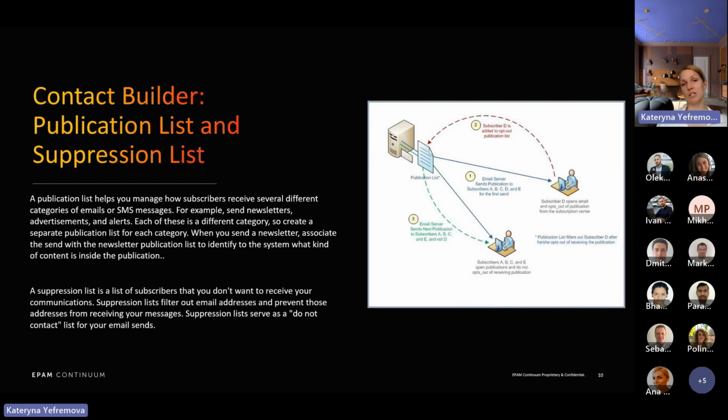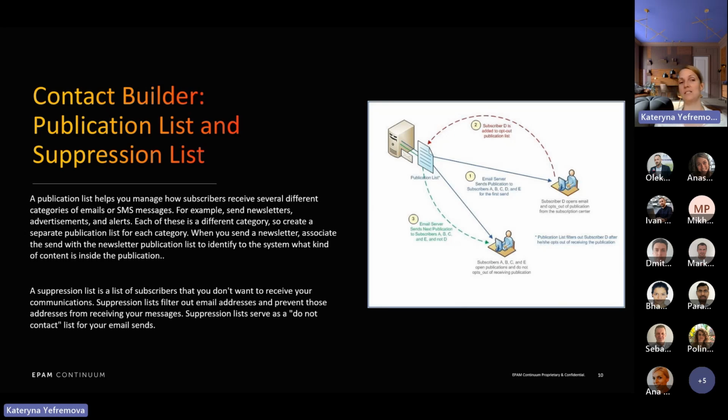If it's just one publication list in each Marketing Cloud communication, we have an opt-out option. And the user will go and opt out, and this user will never ever get any other notifications, or any other contact.